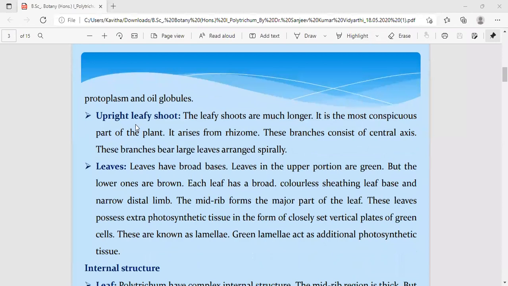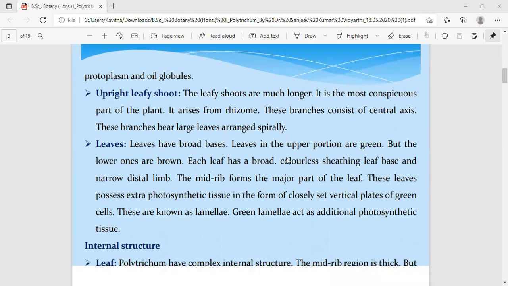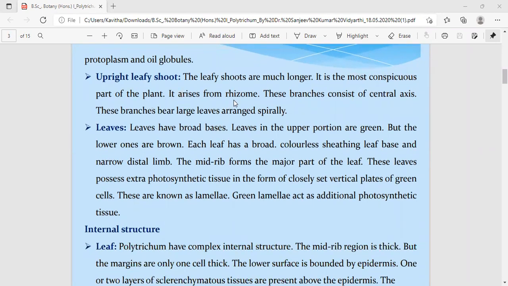Now, next we are going to the aerial part of the plant, which is called the upright leafy shoot. So what is this? Here the leafy shoots are much longer, and it is the most conspicuous part of the plant, which arises from the rhizome. It consists of the central axis, on which we can see large leaf-like structures arranged spirally.